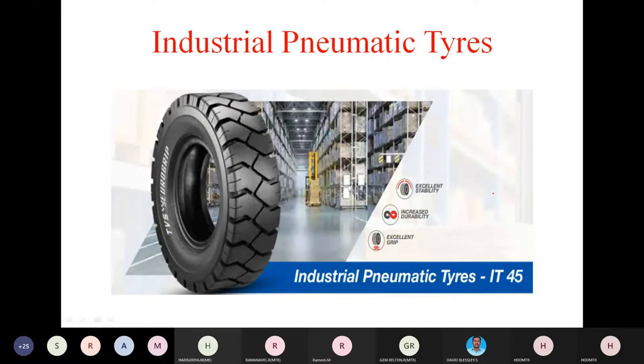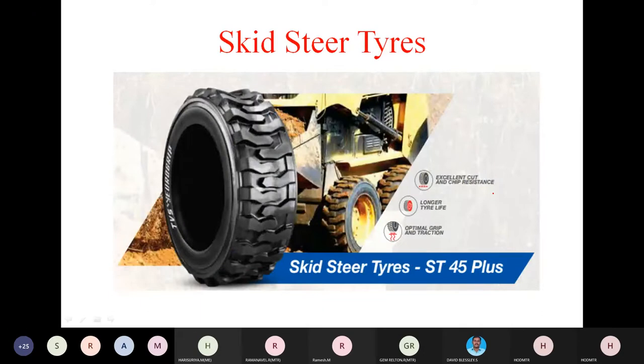This is a tire manufactured for the purpose of forklift. Inside the godown, to transfer goods from one place to another, the weight of the goods may be very, very high. So they will use the forklift. For that forklift, they are manufacturing tires. These tires are called industrial pneumatic tires. For very high load applications, they are producing these tires, which are called skid steer tires.